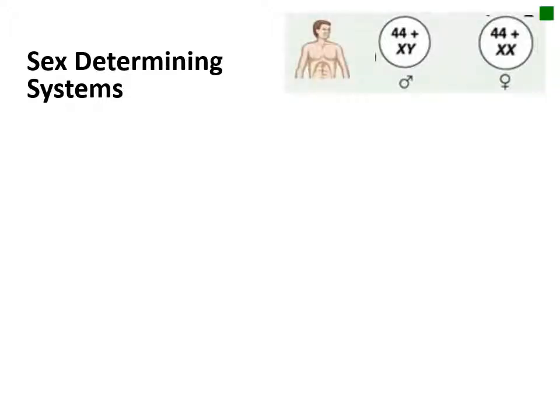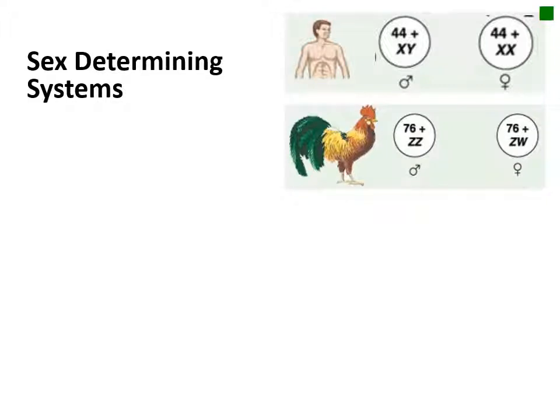In humans, the sex chromosomes are called the X chromosome and the Y chromosome. In humans, the male is XY, while the female is XX. You should note that not every species uses an X and Y chromosome for sex differentiation. Some animals, such as birds, have a ZW sex determination system, where the male has two Z chromosomes and the female has a Z and a W.